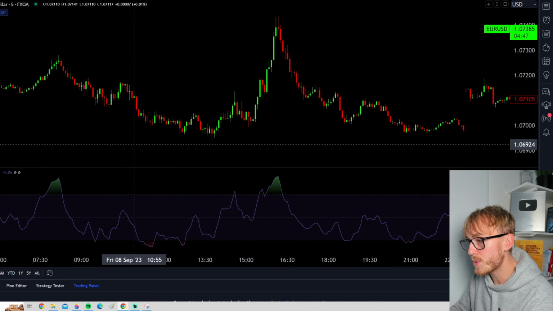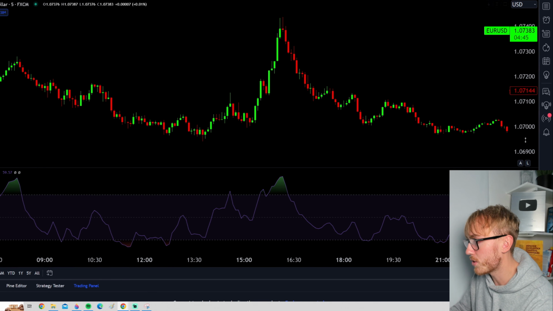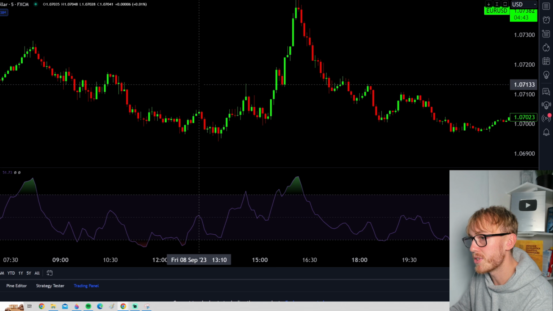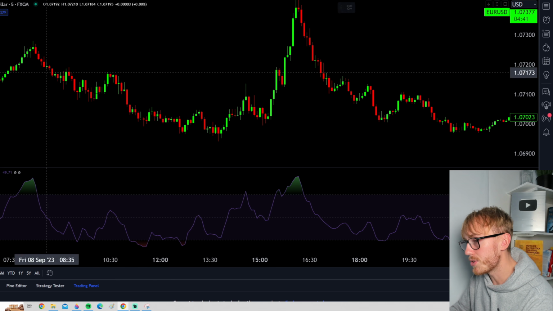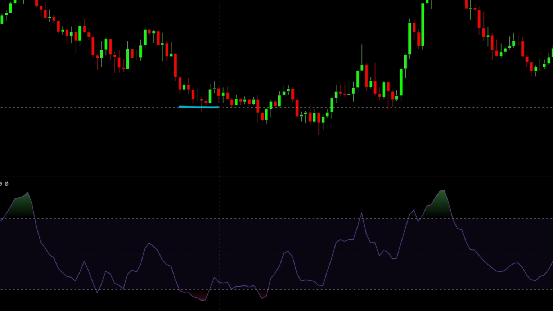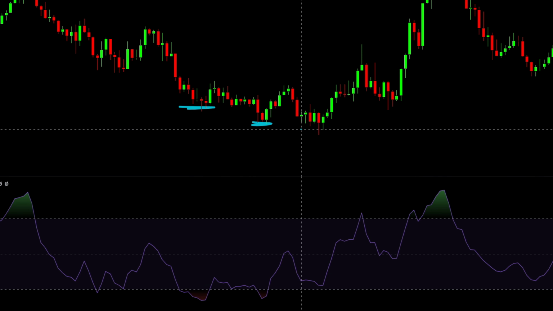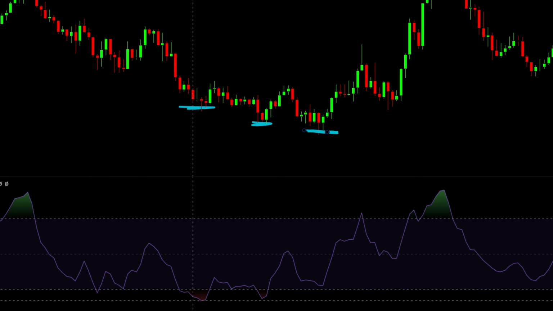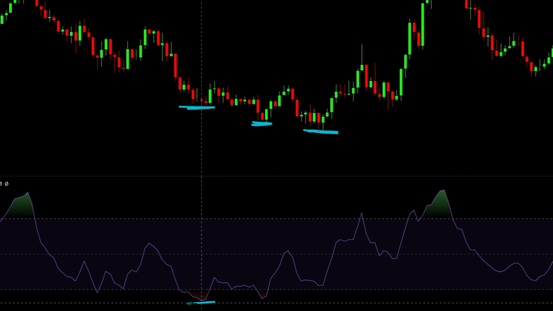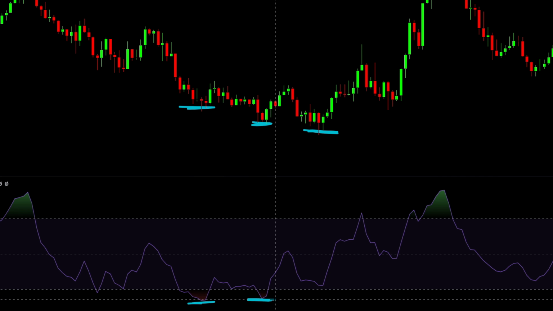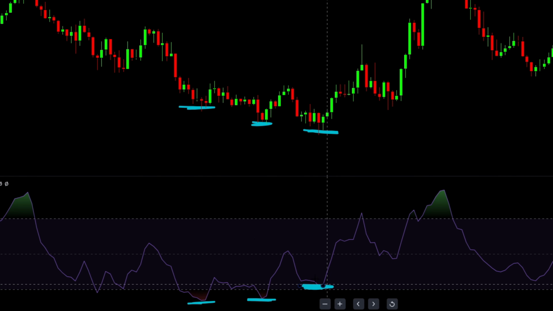Now guys, as we can see here, remember what we recently talked about? We talked about divergences. And as you can see here on the chart, the price printed one low right here, then the price printed a lower low, and yet another lower low. But if you shift your attention here and take a look at the RSI indicator, you can see that the RSI actually printed one low, but then a higher low, and then yet another higher low.